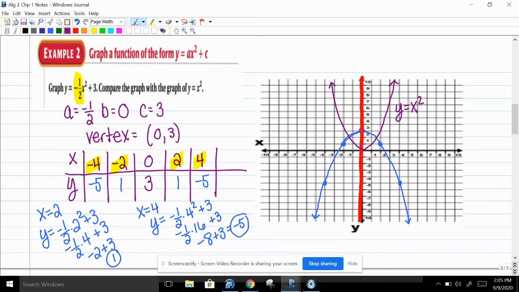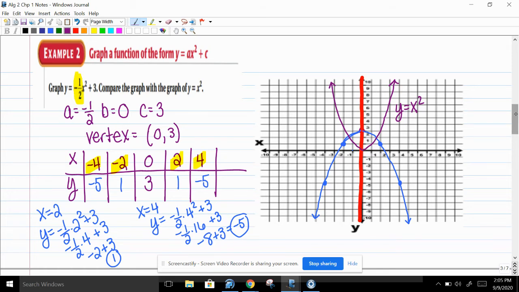You should also notice that my blue graph, the one I just worked on, not only is it flipped over, but it's also a little fatter. It's a little wider, okay? The a value, guys, is what makes that happen. The a value in your equation is what makes it skinnier or wider, or makes it flip over or stay opening up. But these parabolas are either going to open up or down, okay? They could be skinny, they could be wide, and it all depends on what a is.